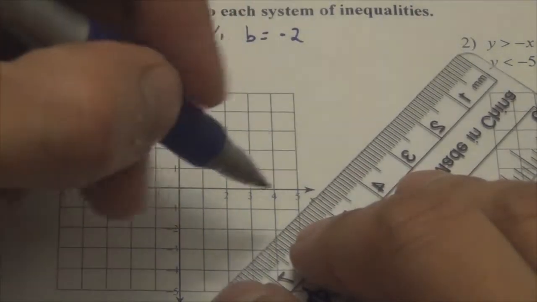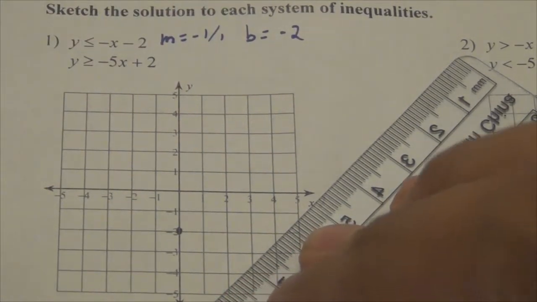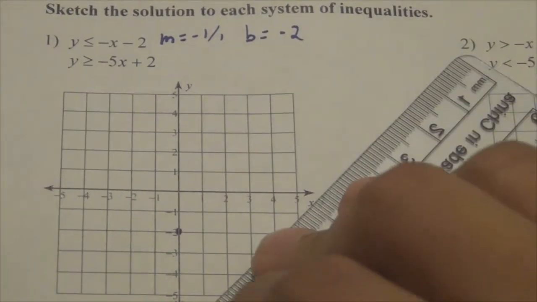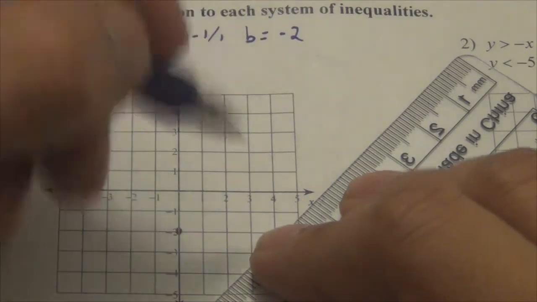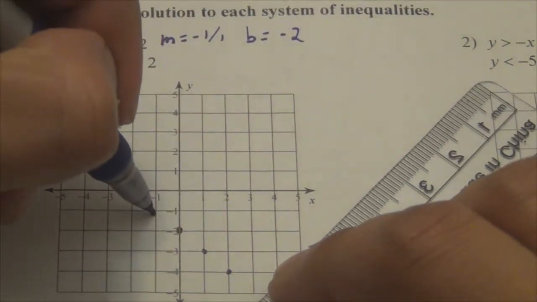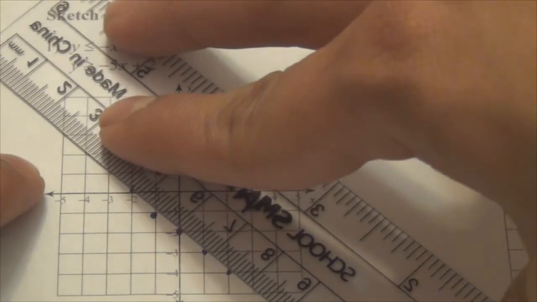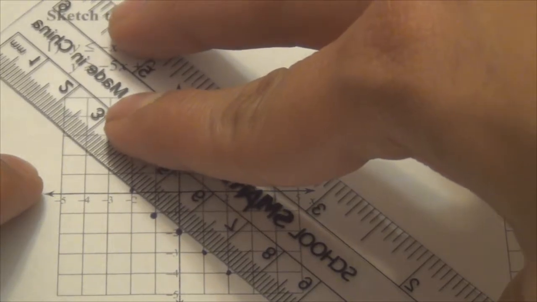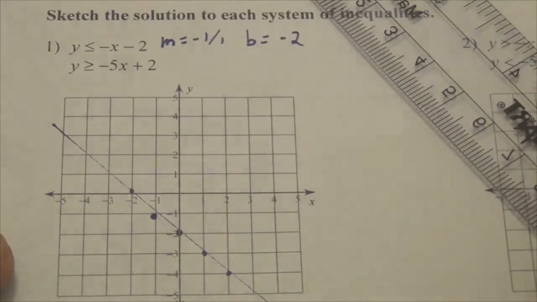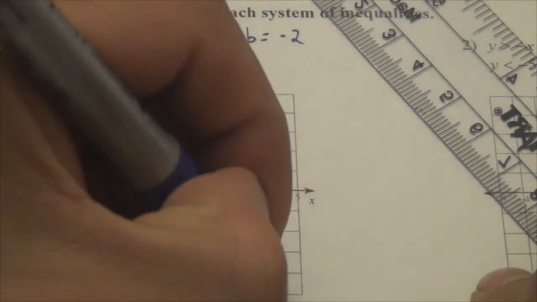So, I'm going to go to negative 2 on the y-axis. And then I'm going to go 1 down and 1 to the right. So, 1 down, 1 to the right, 1 down, 1 to the right. Or 1 up and 1 to the left, 1 up, 1 to the left. I got enough information. Okay, so now my line is going to be solid, so I have no worries. Look, solid line, hopefully. Oh my god, I'm running out of ink.